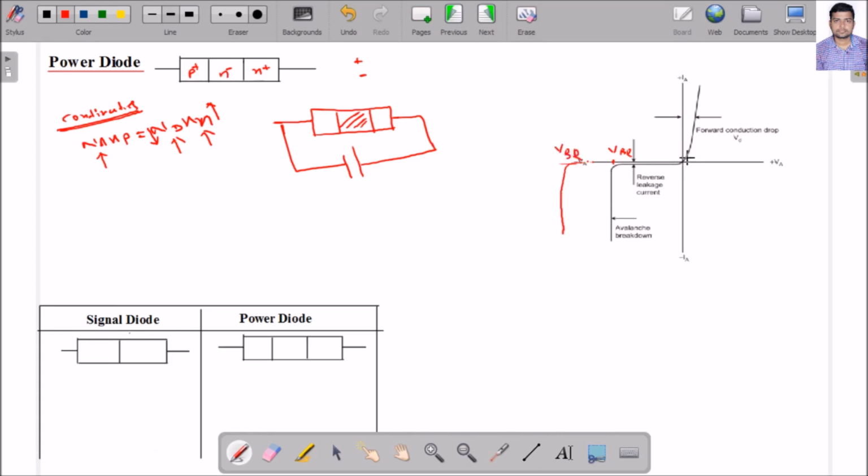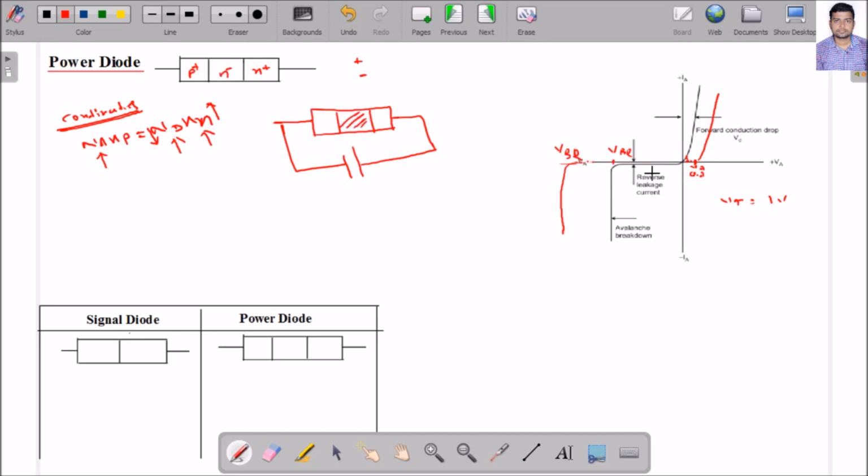Similarly, in the signal diode, this was my threshold voltage, which is around 0.7 volt. But in the power diode, due to the depletion region, the threshold voltage Vt will be around 1 volt. So here the current will increase. This is the change between the signal diode and the power diode. In the signal diode, the cut-in or threshold voltage is around 0.7 V for silicon, but in the power diode it is around 1 volt, and the reverse blocking voltage also increases compared to the signal diode. This is due to the lightly doped N region.